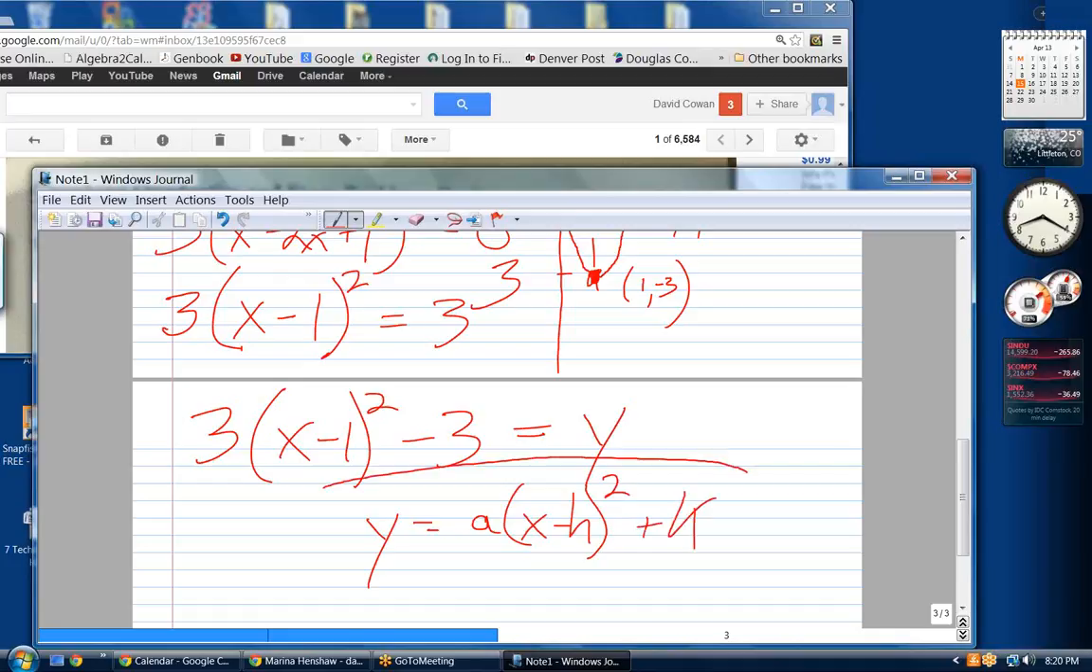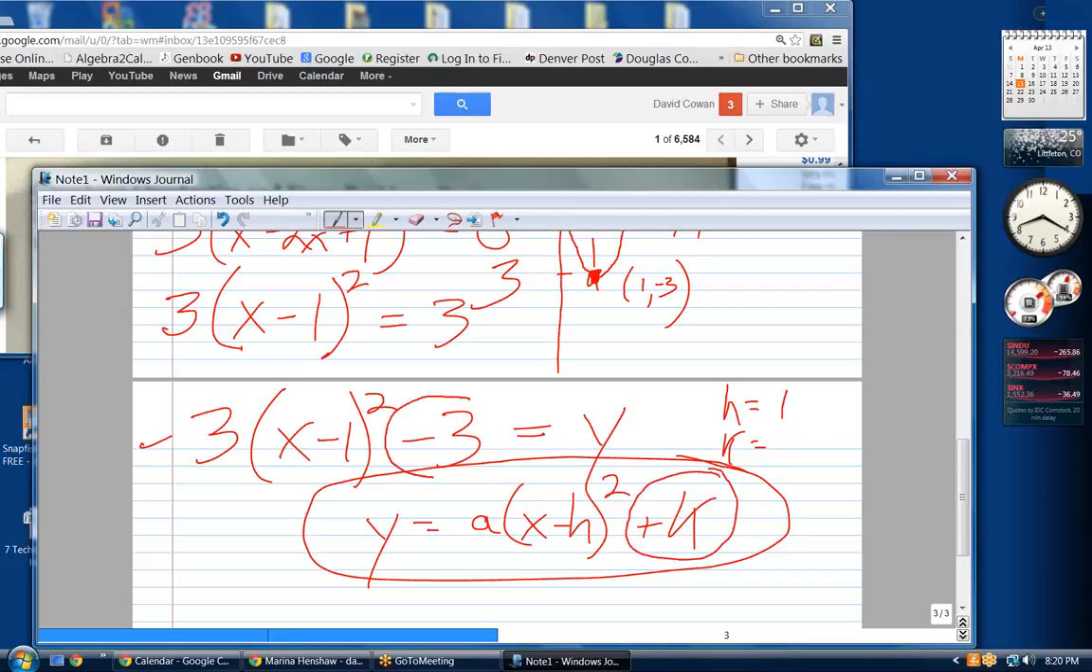If I can get the function into this format, then the vertex is located at h comma k. Well, in this particular function, after I completed the square, what's h? 1. And what's k? 3. Minus 3. Remember, this is a plus k. So the fact that I have minus 3 here means that k is minus 3. Okay. And I get the same thing that I got by doing it the other way. I got 1 and minus 3.